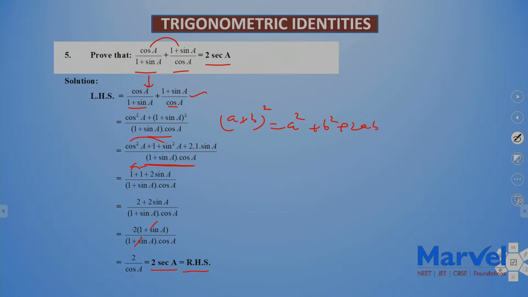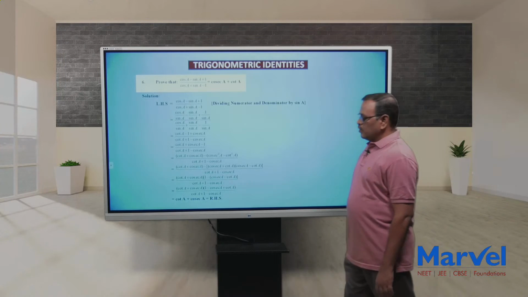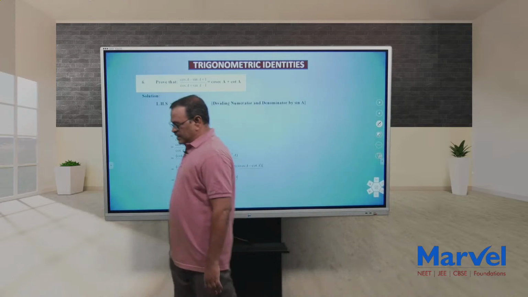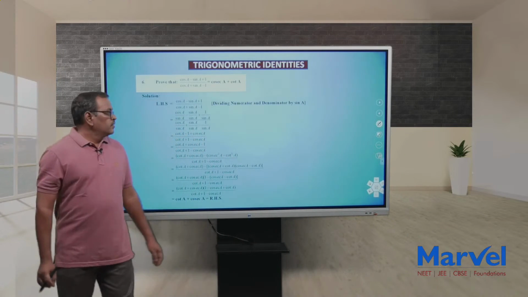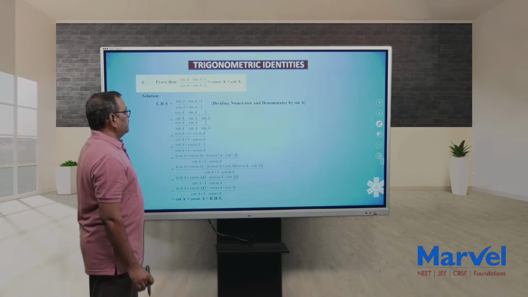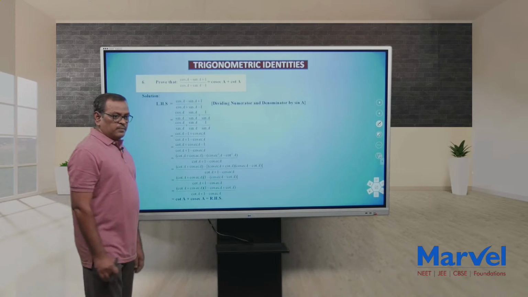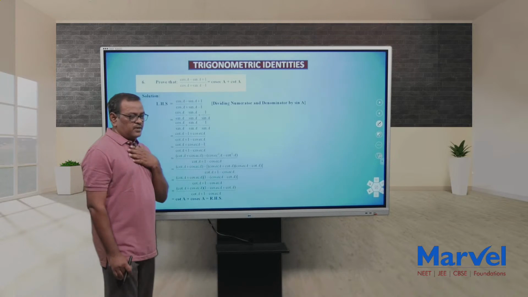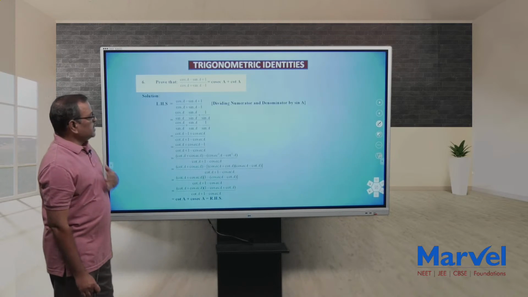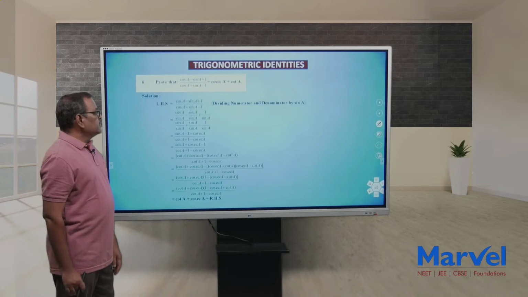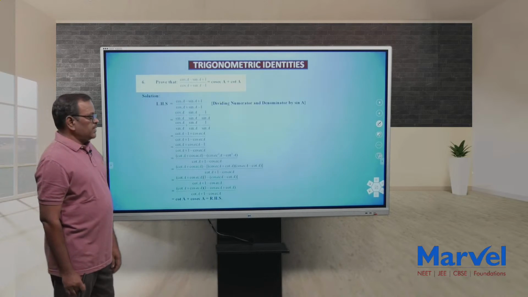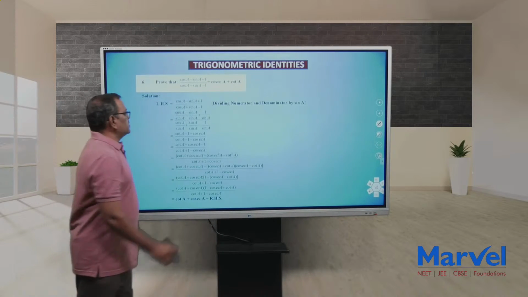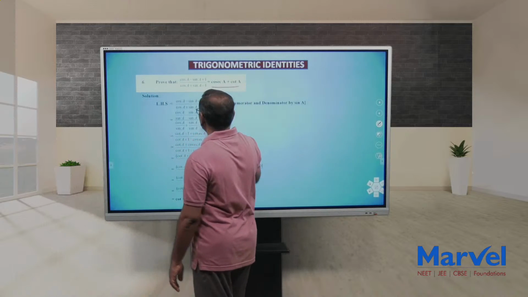Type 4. One of the very important and very tough types: replace 1 by identities. The previous one is the method of cross multiplication, now this is replace 1 by identity. Which identity can you apply? A very simple technique based on the RHS.